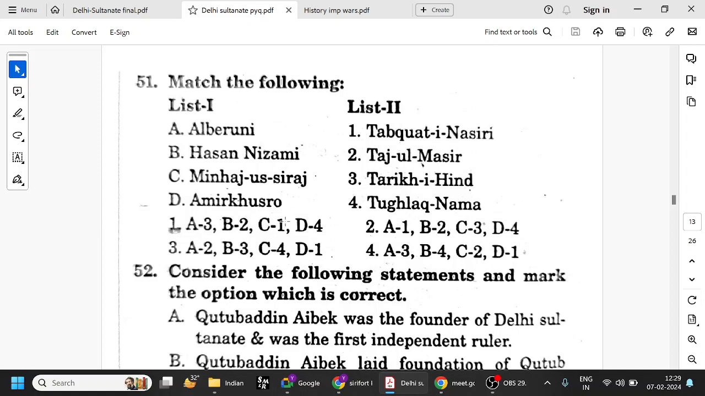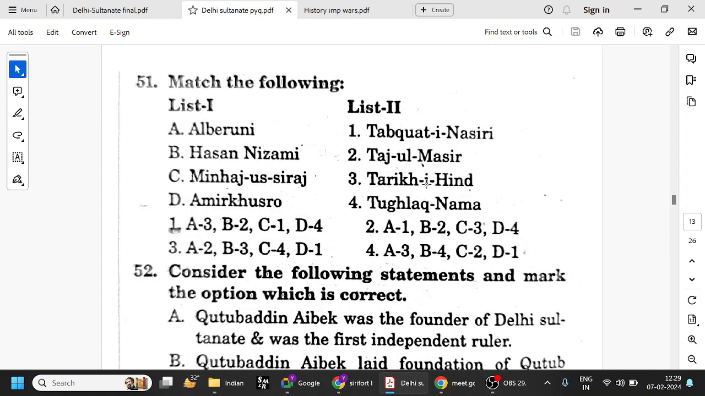And also, we've remembered Amir Khusro's Tughlaq Nama also. Okay, Padshah Nama and Inayat Khan, all those things we have remembered. That will come in the Mughals, of course. So Minhaj Siraj, try to remember Tabaqat-i-Nasiri. Very standard question. That is one thing.